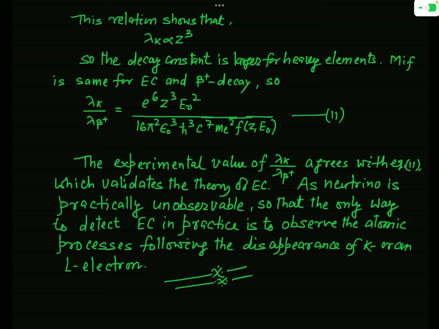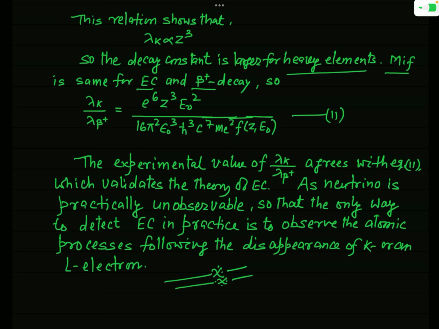It means this relation shows that the decay constant is larger for the heavy elements, that is, the elements whose charge number or atomic number is large. The decay constant will also be large. Now the matrix element M_if is the same for the electron capture and for the beta decay process. There is no difference between the value of this M_if for the electron capture process and the beta plus decay.